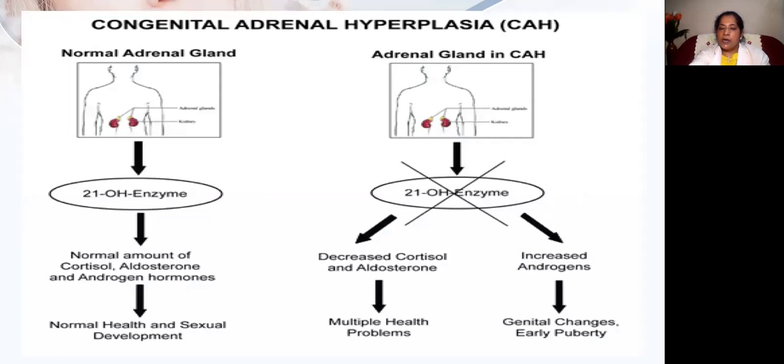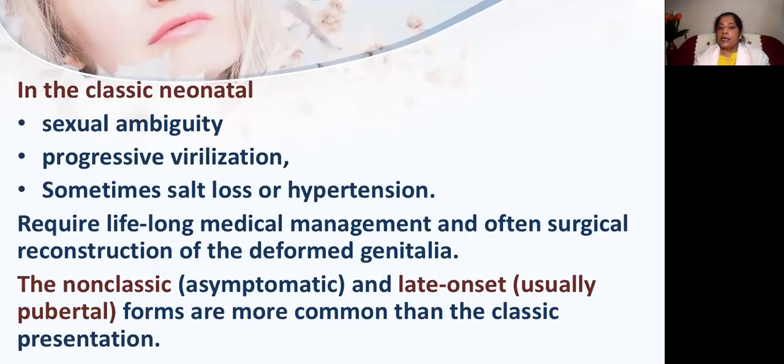So, this is how, due to deficiency of 21 hydroxylase enzyme, there's decreased cortisol and aldosterone, which leads to multiple health problems. But because there is increased androgen production, this leads to genital changes and early puberty. In the classical neonatal variety, there could be sexual ambiguity, progressive virilization, and sometimes salt loss or hypertension. These children require lifelong medical management and often surgical reconstruction of deformed genitals.